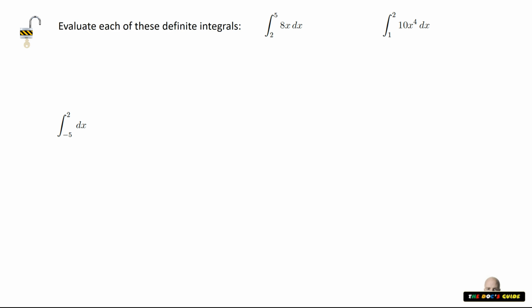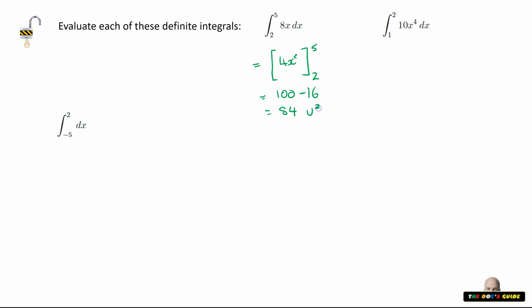So to find the value of the integral from 2 to 5 of 8x dx, we first find the primitive. That's 8x squared on 2, so 4x squared. We evaluate that primitive with the values 5 and 2. With x equals 5, that's 4 times 25, or 100, minus 4 times 2 squared, so 4 times 4, which is 16. So the value of that is 84.